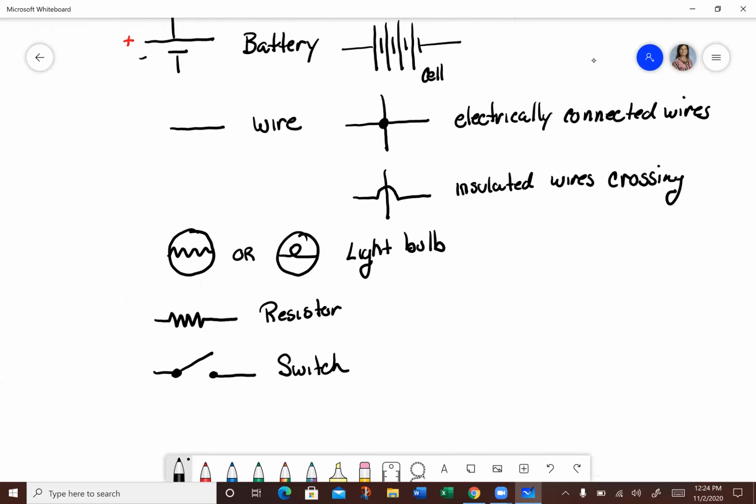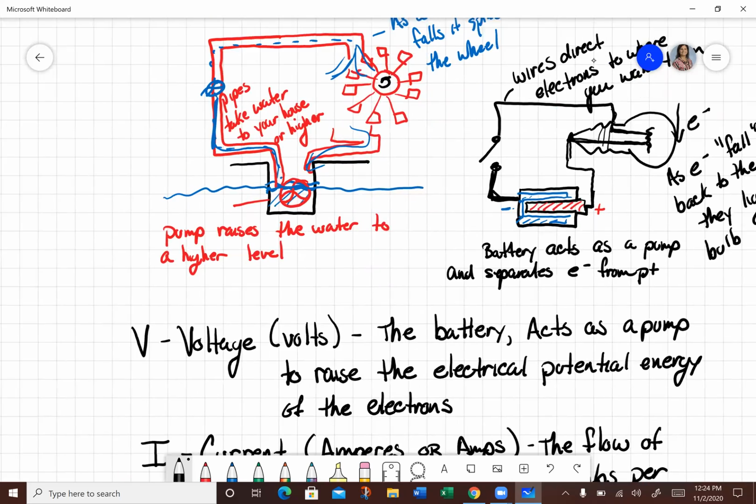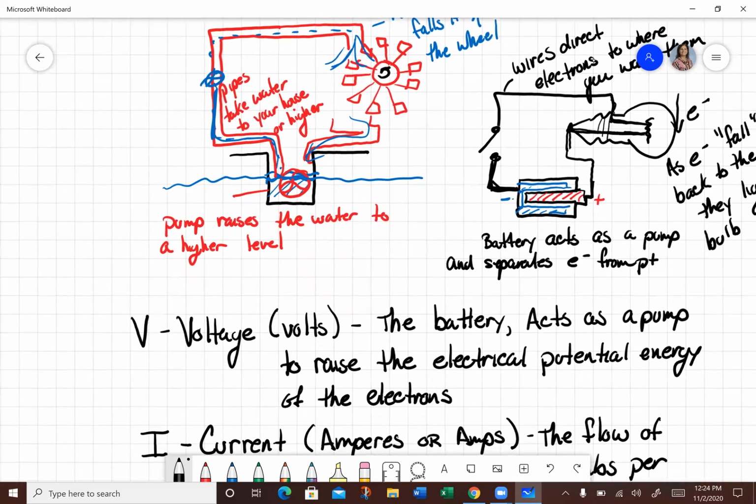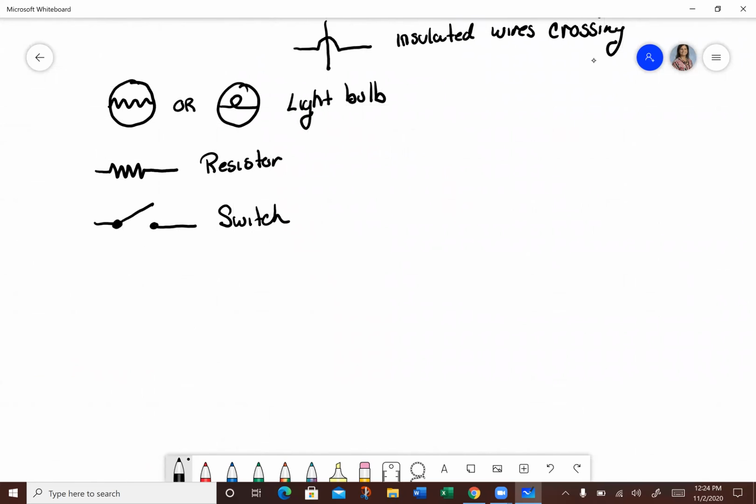So if I wanted to draw this, which we built in class, in circuit form, in diagram form, I would draw my battery, positive side, negative side. The wires came around. Here's my light bulb. I left my light bulb, went back to my battery. So that would be a circuit diagram of the circuit that we built today in class with our light bulb.